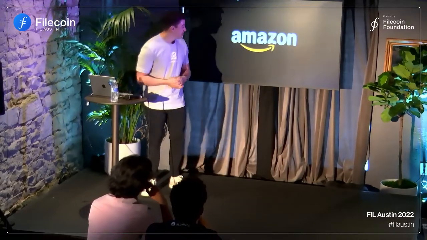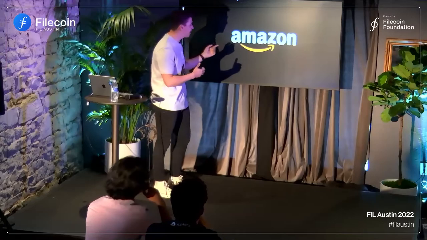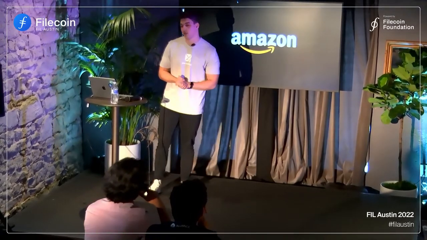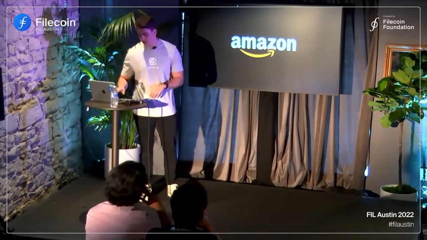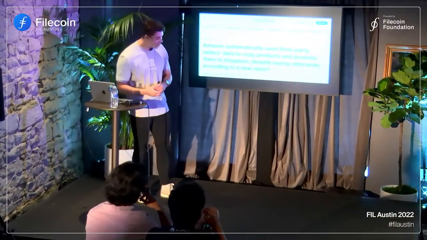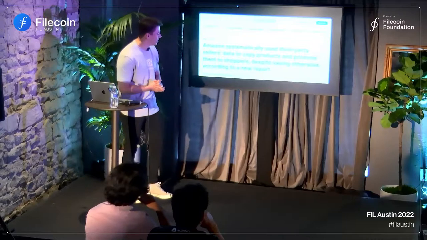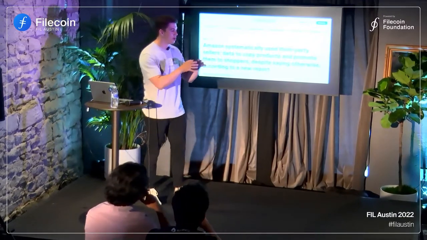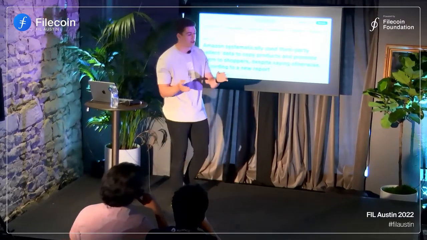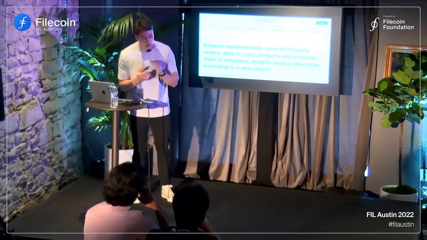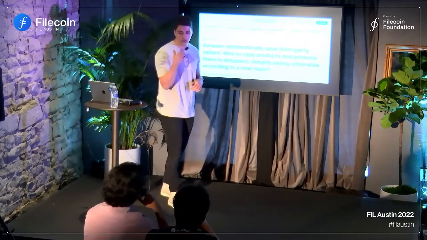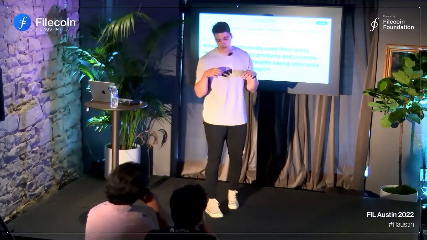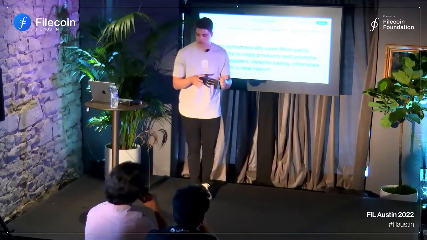Amazon. So, good answer. So you would go to Amazon, right? And Amazon, of course, is very ethical and will not do anything wrong. And oh, that's a surprise. Amazon systematically used third-party sellers' data to copy products and promote them to shoppers, despite saying otherwise. So that's a good one when we think about centrally governed platforms, right? If you're not just a user, but you're also the product.